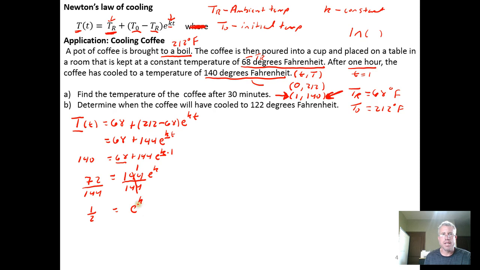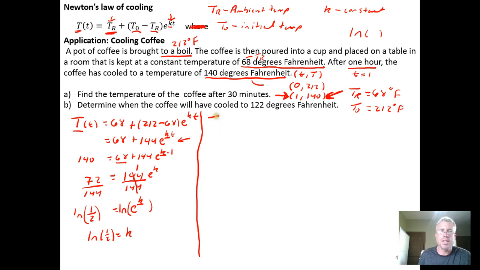And now to get k out of the exponent position, I have isolated the base e, so I take the natural log of both sides. So I get the natural log of 1/2 equals k, because the k will pop out. And now I'm going to go back to my model right here, and I'm going to update it with the correct value of k. So I'm going to say temperature as a function of time is equal to 68 plus 144 e to the natural log of 1/2 times time.